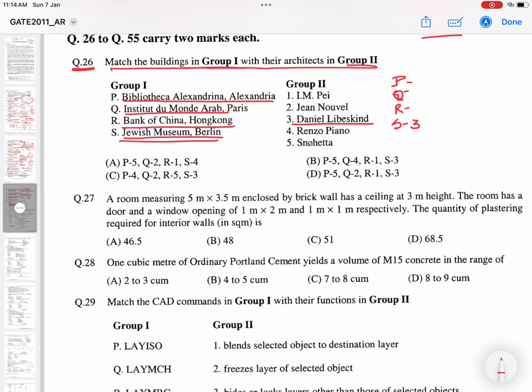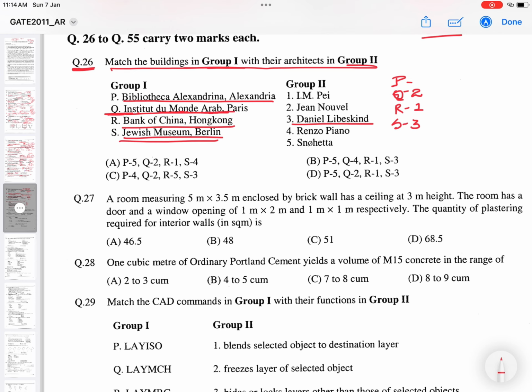Now the second one we have is Bank of China. Easy peasy, everybody knows it. It's I. M. Pei. I will start from the downward now. It's Institut du Monde Arabe. It is done by whom? I hope you people know. It's Jean Nouvel. Jean Nouvel has done the Institut du Monde Arabe. I hope I am pronouncing it right because it's not English.